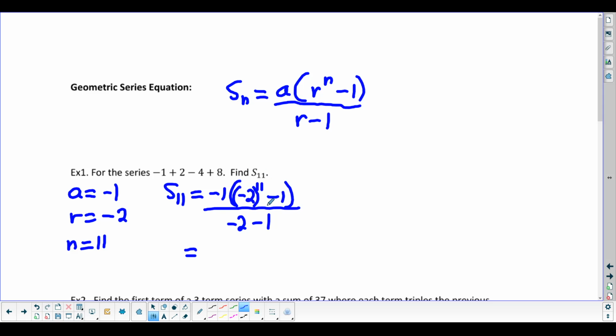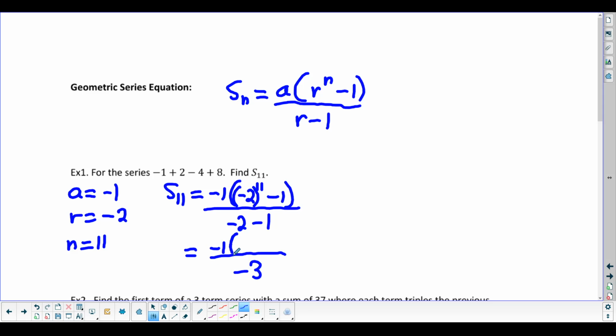So we have to do BEDMAS here. Now, what we can do to the top of the equation, we can do to the bottom of the equation. So on the bottom, it looks pretty simple. So negative 2 minus 1, that's negative 3. On the top here, though, we have to deal with the inner bracket first, and we have to deal with the exponent before we can even do that. So negative 2 to the power of 11.